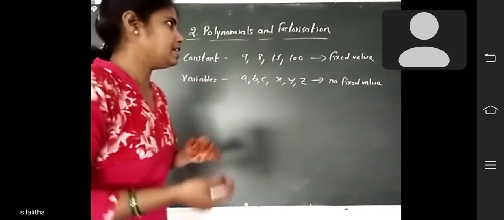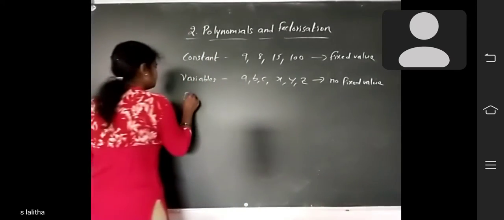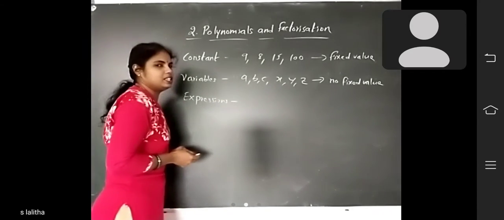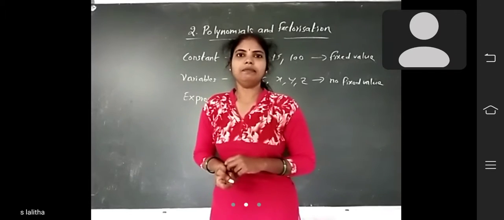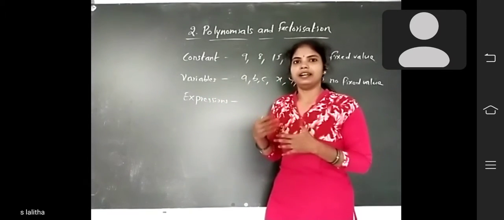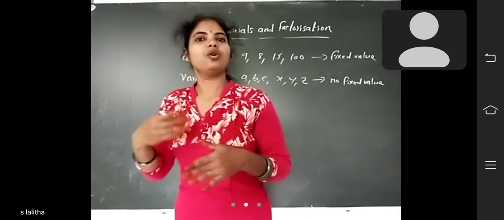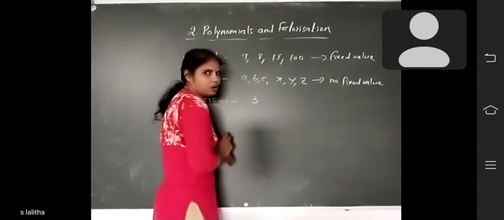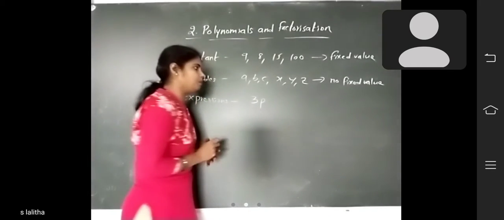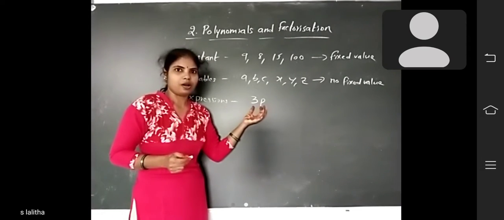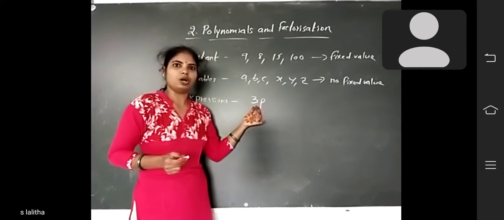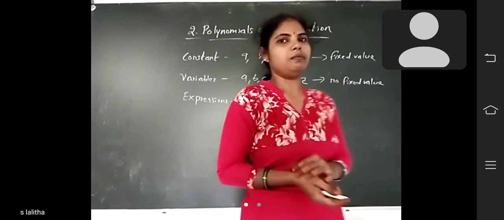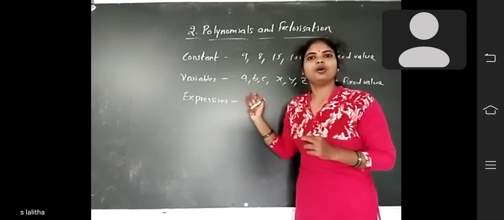Okay, next, expressions. What are called expressions? This expression contains variables and constants. Suppose 3 is a constant, p is a variable. So both are combined here. 3p, constant and variable. This is called an expression. Okay, children? Expression means it is a combination of variable and constant.